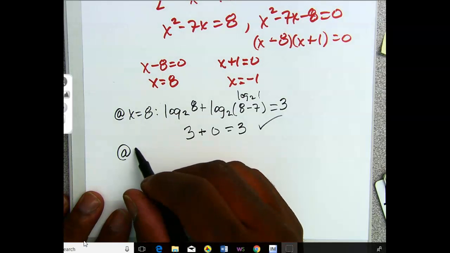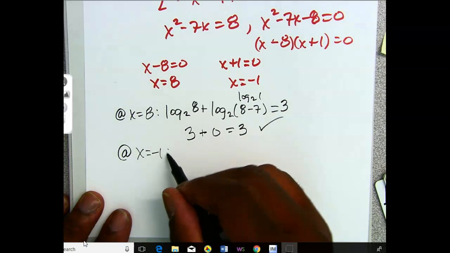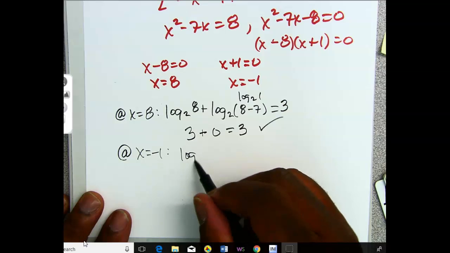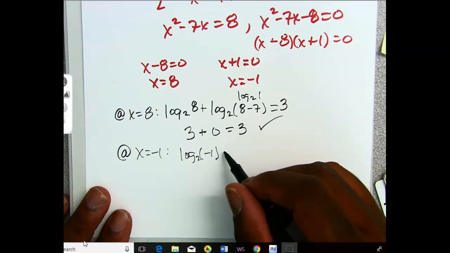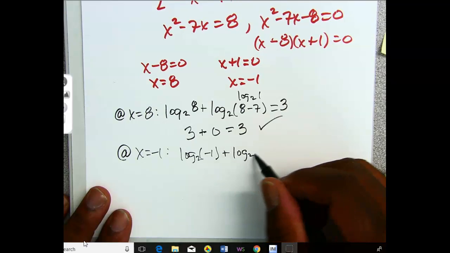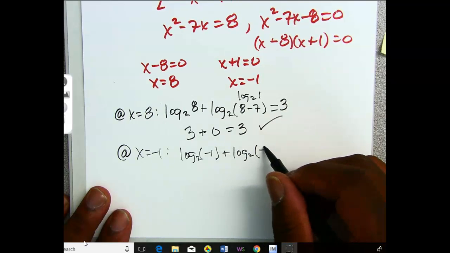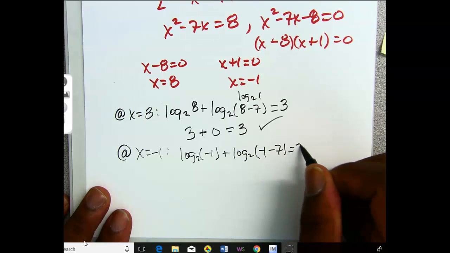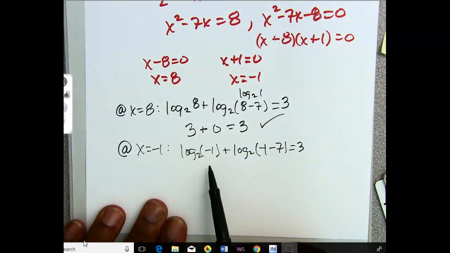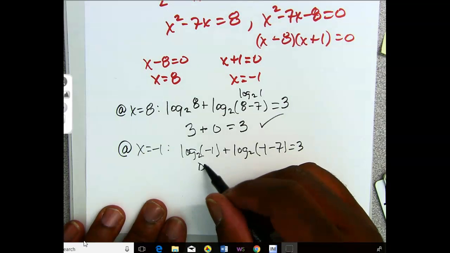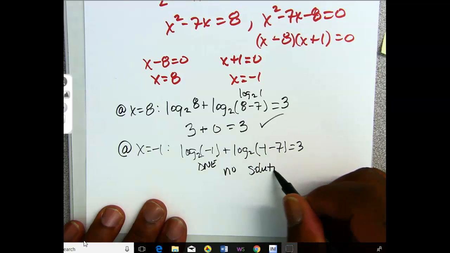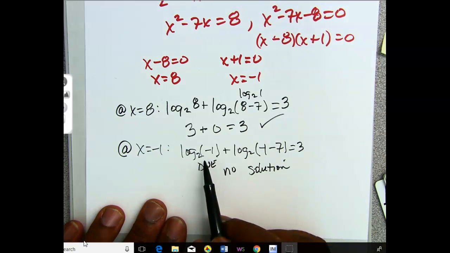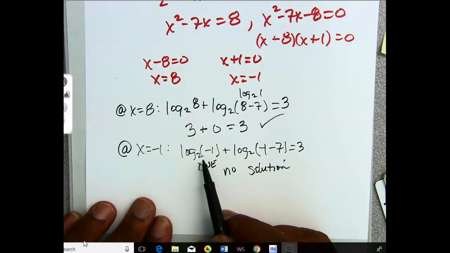So at x equals negative 1, we're going to get log base 2 of negative 1. We can actually stop here. Plus log base 2 of negative 1 minus 7 equals 3. Here, the log base 2 of negative 1 does not exist. So this is no solution. You cannot take the log, regardless of the base, of a negative value.